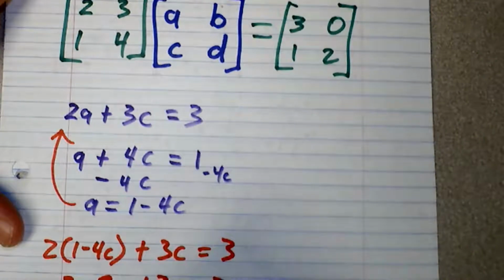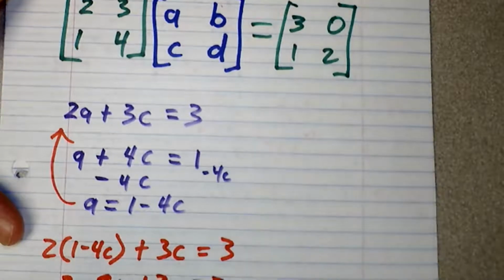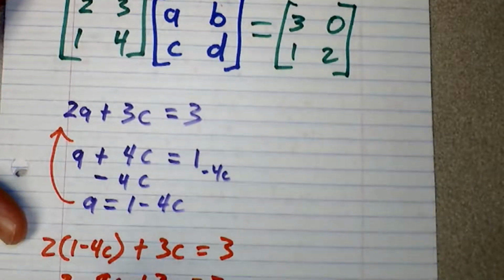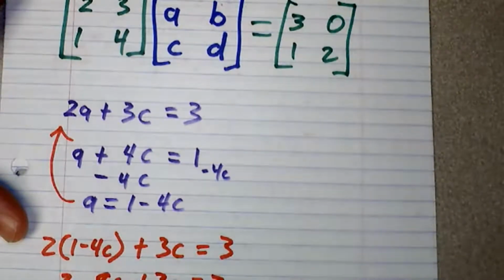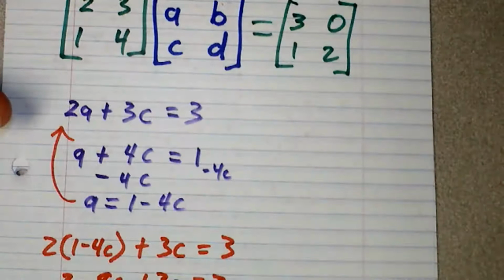Brain still hurts. Negative 8C plus 3C equals 1. This is going to be negative 5C equals 1. C equals negative 1/5. Maybe.